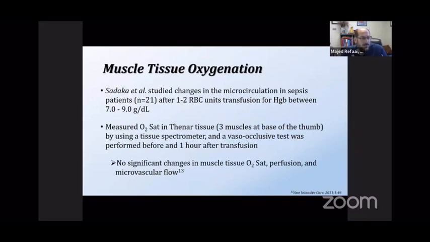Another study was done in 2011 by Dr. Sadak et al. They studied these changes of the microcirculation in sepsis patients after 1 or 2 red blood cell transfusions for a hemoglobin between 7 and 9. They measured the oxygen saturation in the thenar tissue, and to be honest with you, although I'm a pathologist, I don't know where these thenar tissues are; it's the three muscles at the base of your thumb. So they used a tissue spectrometer, and a vaso-occlusive test was also performed before and 1 hour after transfusion. And they saw no significant changes in the muscle tissues after 1 hour of finishing transfusion.